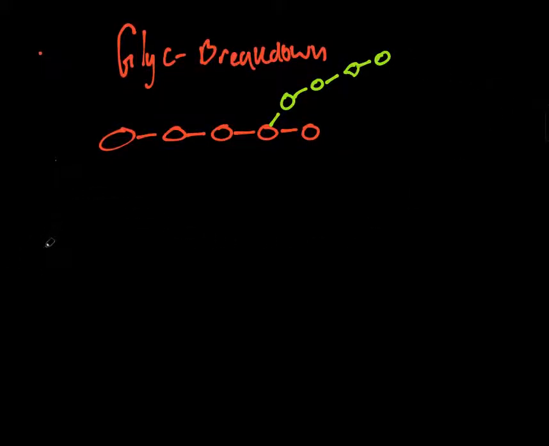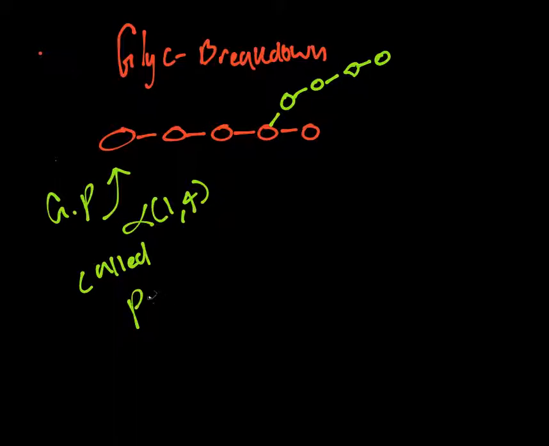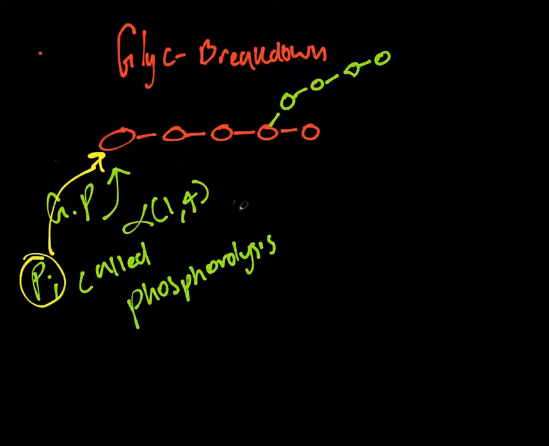Alright, so we're going to have this enzyme called glycogen phosphorylase, nicknamed GP for short. It's going to break down the alpha 1,4 linkages of glycogen. This is called phosphorolysis. It's kind of the same as hydrolysis, but we're going to use phosphate instead of water. Essentially it's going to take this phosphate molecule and attach it to this glucose, forming a glucose 1-phosphate.